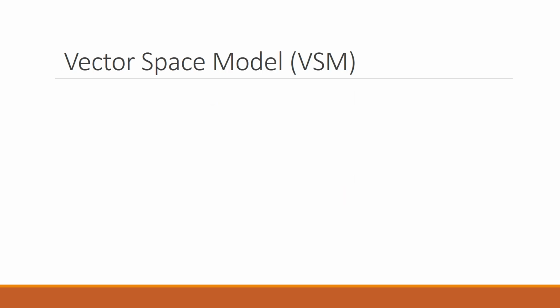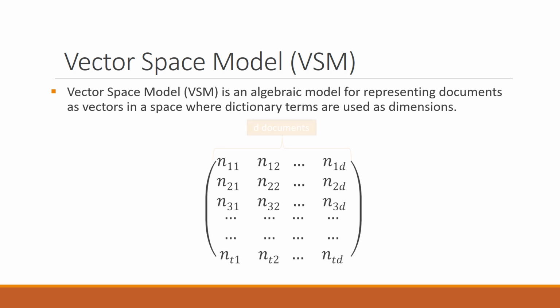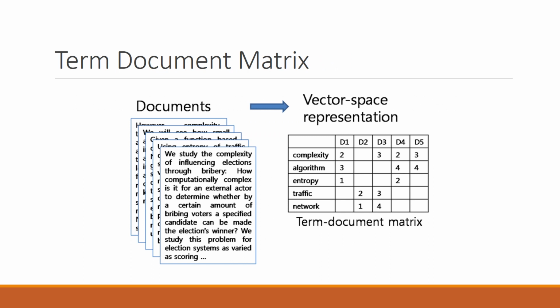We use concepts of linear algebra for these two steps. To be able to do computations on the corpus, we use the vector space model or VSM. VSM is an algebraic model for representing documents as vectors in a space where dictionary terms are used as dimensions. So we express D documents in the space of T dictionary terms. Here is an example of vector space representation of documents. The ijth element of the matrix gives the frequency of ith term in jth document. For example, the 2,1 element of the matrix signifies that the term algorithm occurs thrice in the document D1.